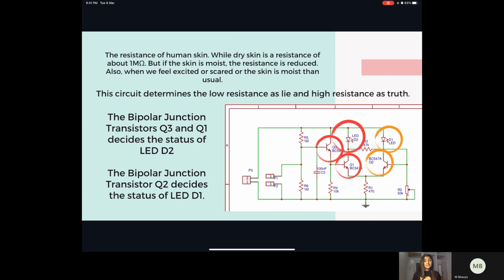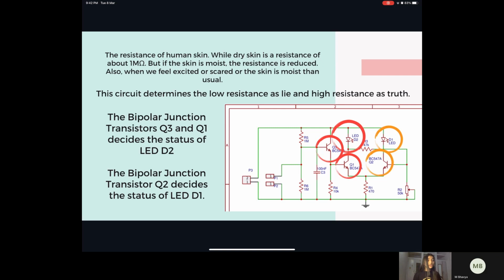While dry skin has a resistance of about 1 megaohm, moist skin has a reduced resistance. Also, when we feel excited or scared, our skin is more moist than usual, and this is the principle which is being used by the finger pads. This circuit determines the low resistance as a lie and a high resistance as a truth.